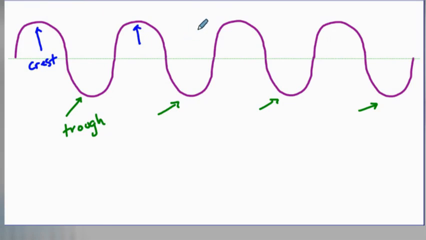So I know my surfing friends, you know who you are. You're looking for the crest of that wave usually. That's where the fun begins.